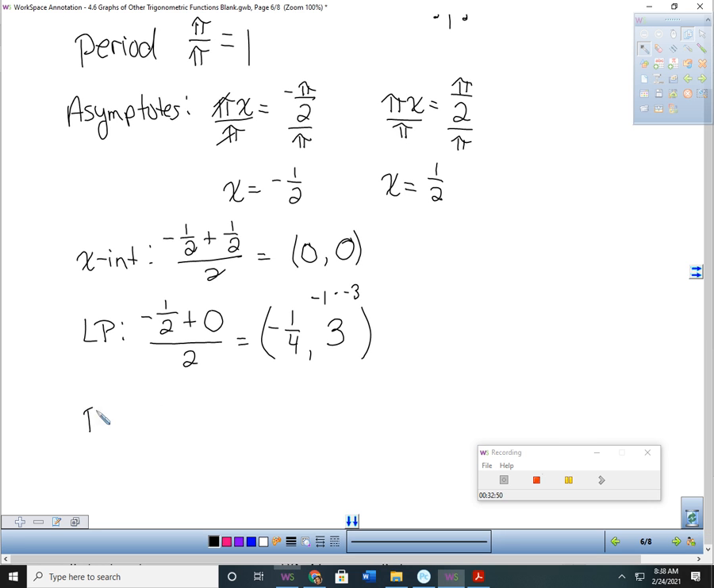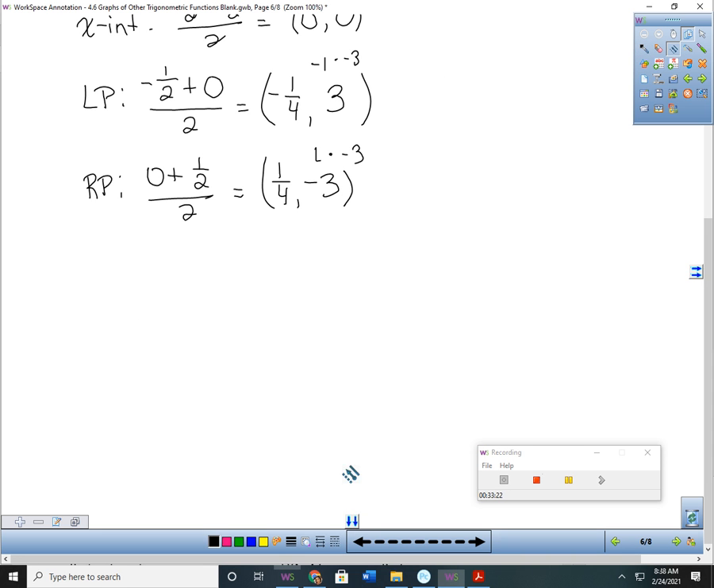For my right point, I'll take that x of my x-intercept, which is 0, and I'm going to add that to the right asymptote and divide by 2, which gives me a positive 1/4. Now, normally on the right side, I would be sitting at 1, but I'm going to have to multiply that times the negative 3, so I'll actually be at negative 3. Now I have all the info, and I'm ready to graph.